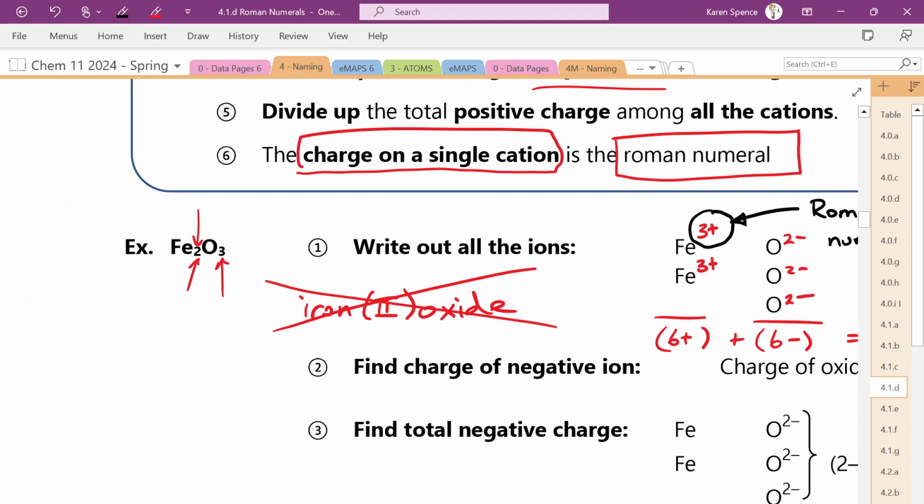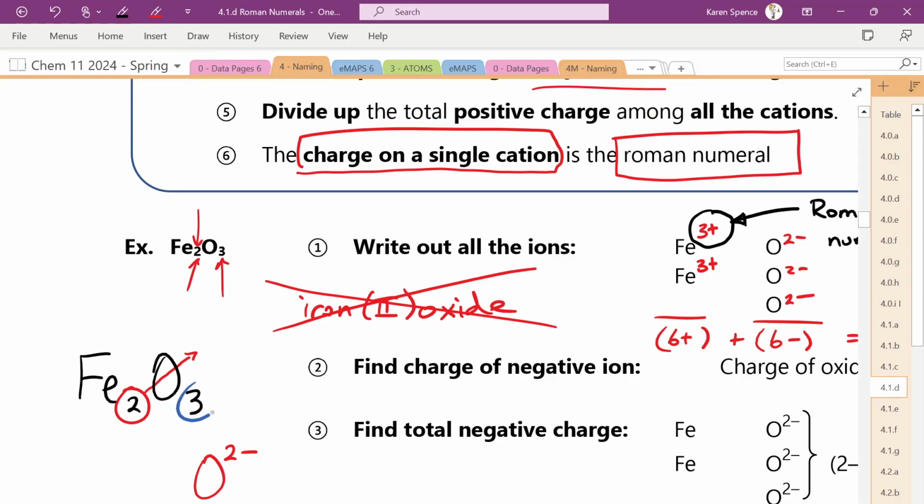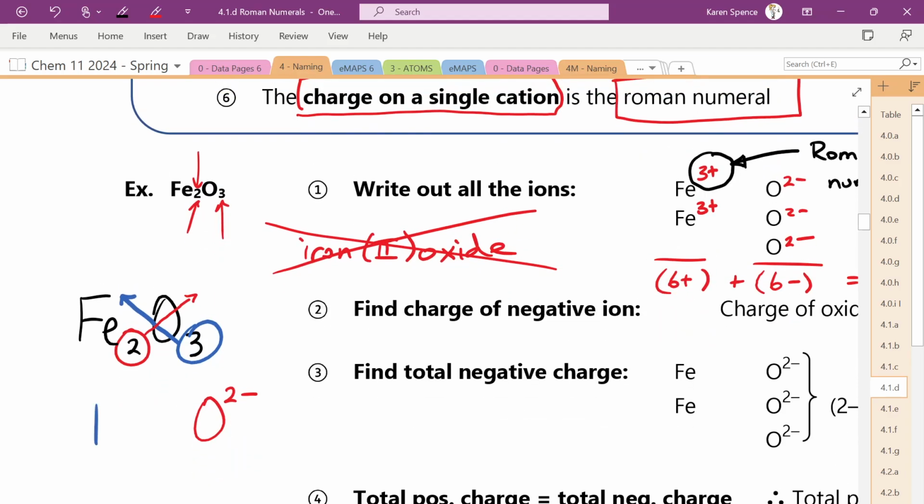Okay, here's the shortcut. You take your Fe, and you got a 2, you got your O3. You're going to take the 2, move it up beside the O, and we're going to separate them. O, 2 minus. Then we're going to take the 3 and move it up beside the Fe. Fe, 3, and because it's always positive, it's 3 plus.